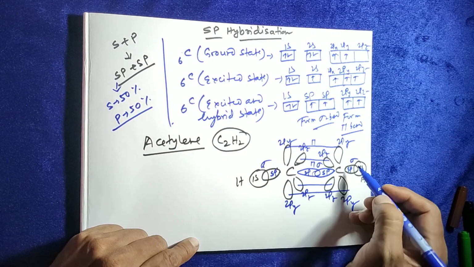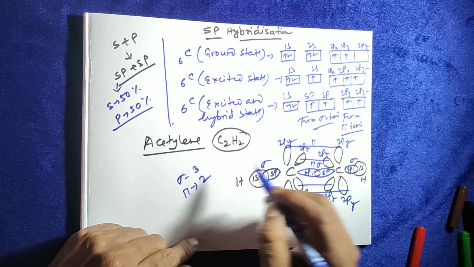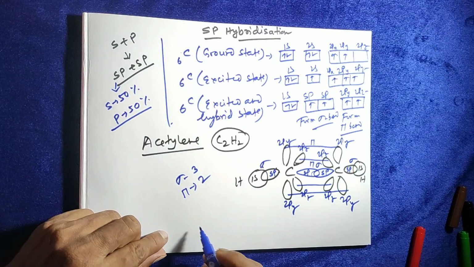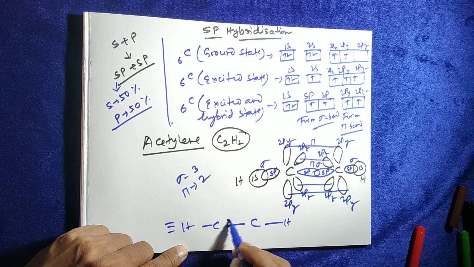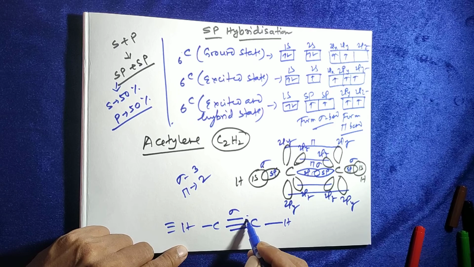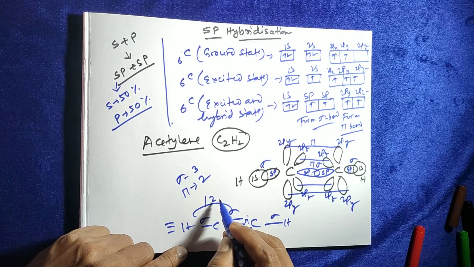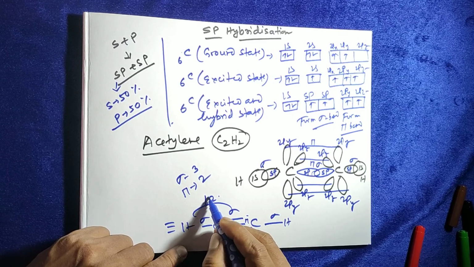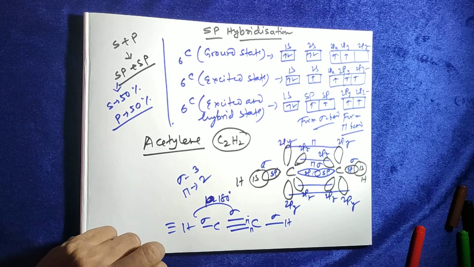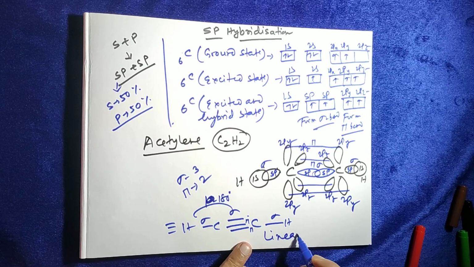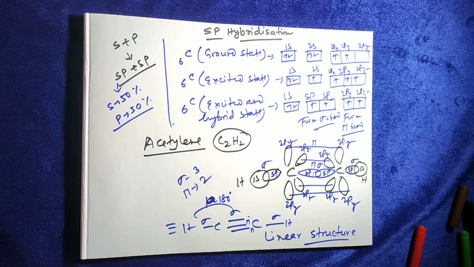So in this case the number of sigma bonds is 3 and the number of pi bonds is 2. So you can see C, H, 1 sigma and 2 pi, this is also sigma, this is also sigma, and the angle is 180 degrees. That means acetylene has a linear structure. So that's all about sp hybridization.